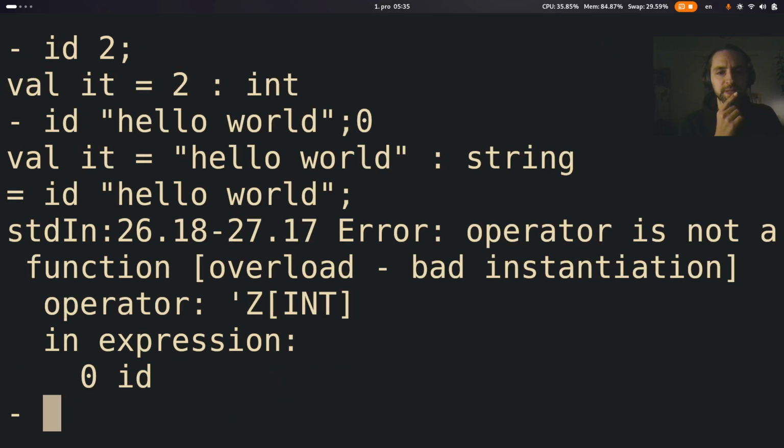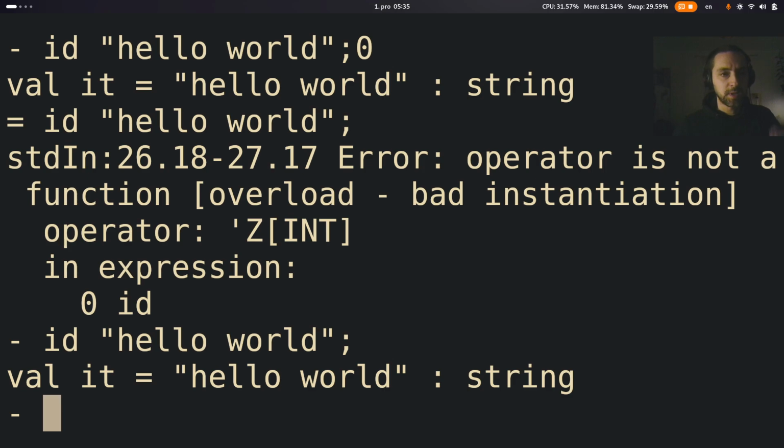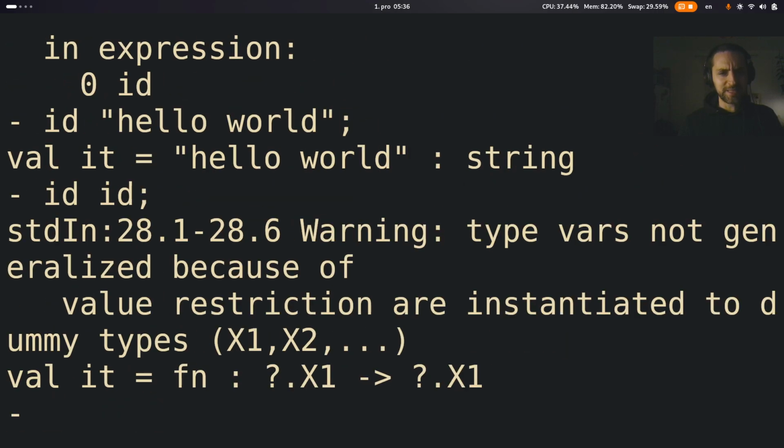Operator is not a function, bad instantiation operator. And what's happening here actually? It's interesting. Id. Oh, what did I do? Id hello world. Maybe because of that 0. So you could do id. I guess you can do it like this, right?